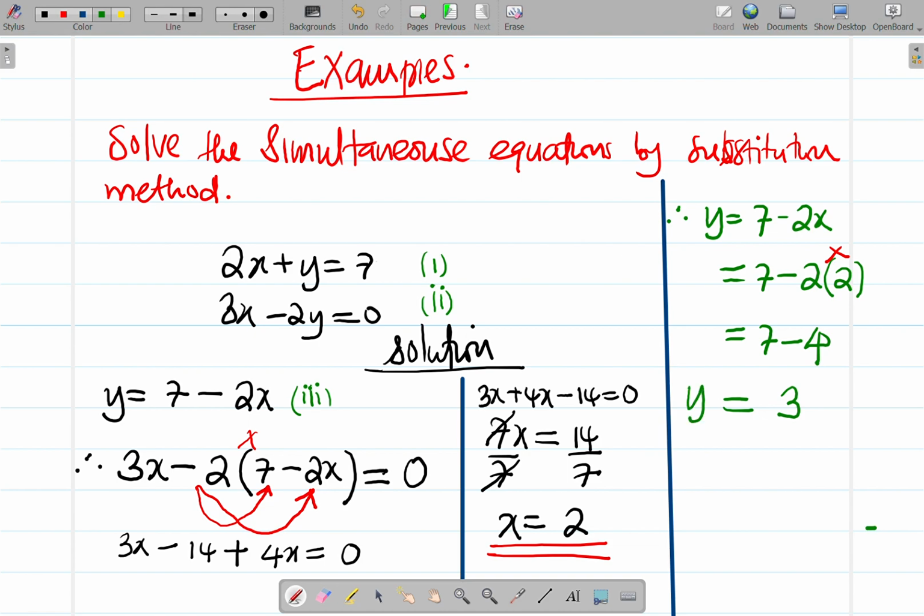So therefore we can just put these together by saying, okay, therefore x is equal to 2, y is equal to 3, and that is going to be your beautiful solutions there.